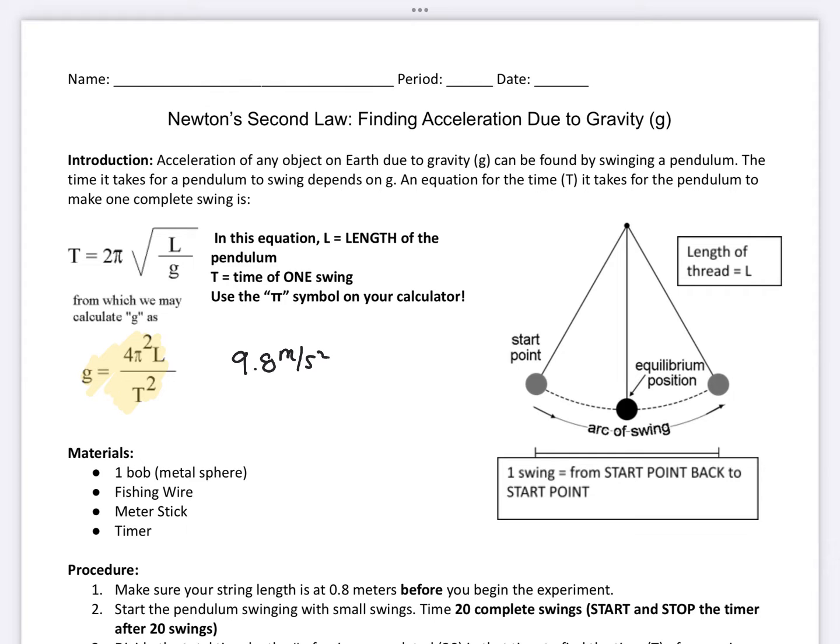Now, the big thing is that you're taking that time and finding the average, and that average time is going to be substituted into our T. The L is going to represent the length, and our pi button is going to be the pi button that is on our calculator. Now, I am going to show you a set of sample data and a calculator, and then we are going to try a sample calculation together.